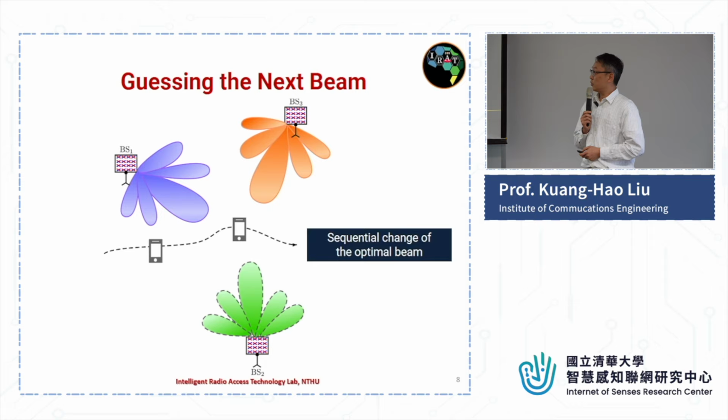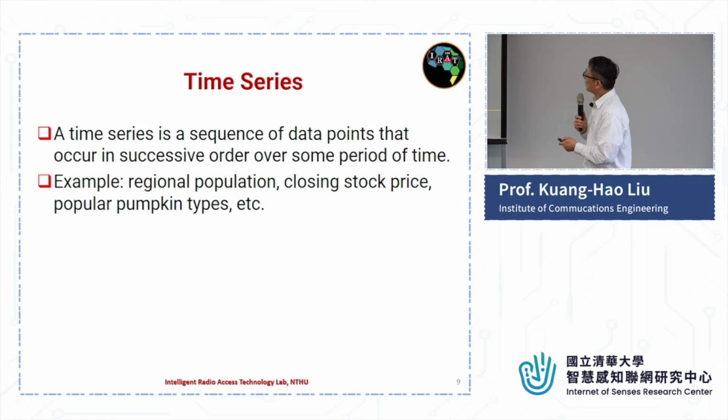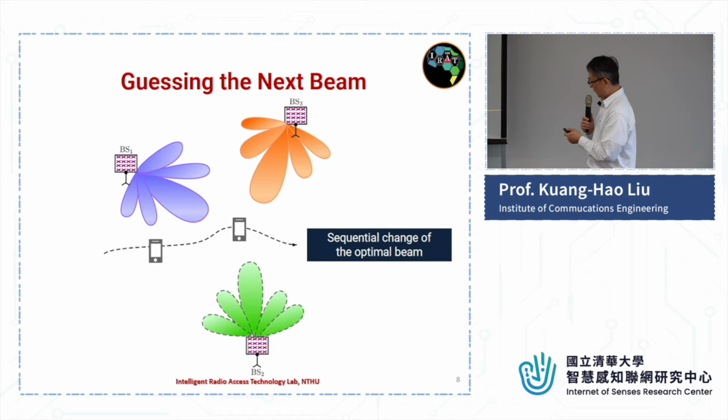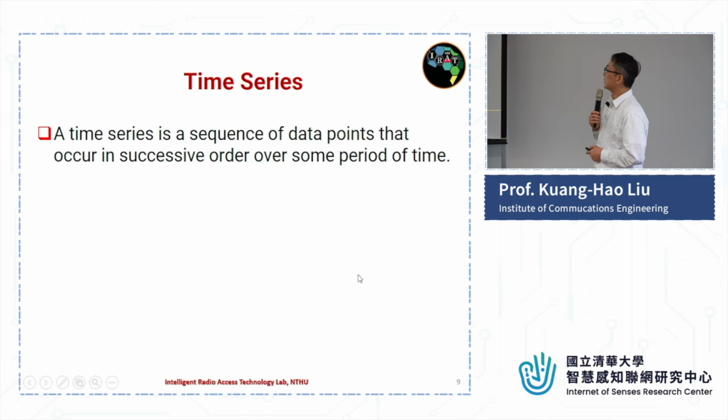Actually, this is the same problem as when we collect a sequence of data at the receiver side, then we see a sequential change of the optimal pattern. So if we can analyze this pattern, we can possibly predict the future best answer. So this is the same problem as time series forecasting in machine learning or statistical processing.